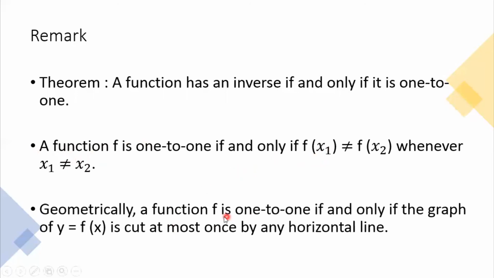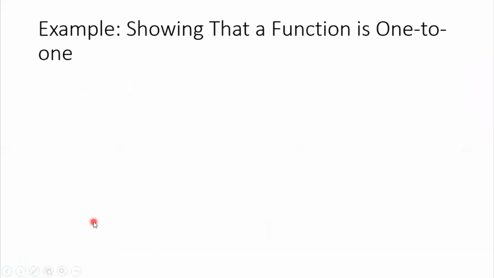geometrically, a function f is 1 to 1 if and only if the graph of y is equal to f of x is cut at most once by any horizontal line. So in the next video, we will be tackling the horizontal line test, that is to show whether a function is 1 to 1 or not. Okay. So for this slide, we have here an example on showing that a function is 1 to 1. How?